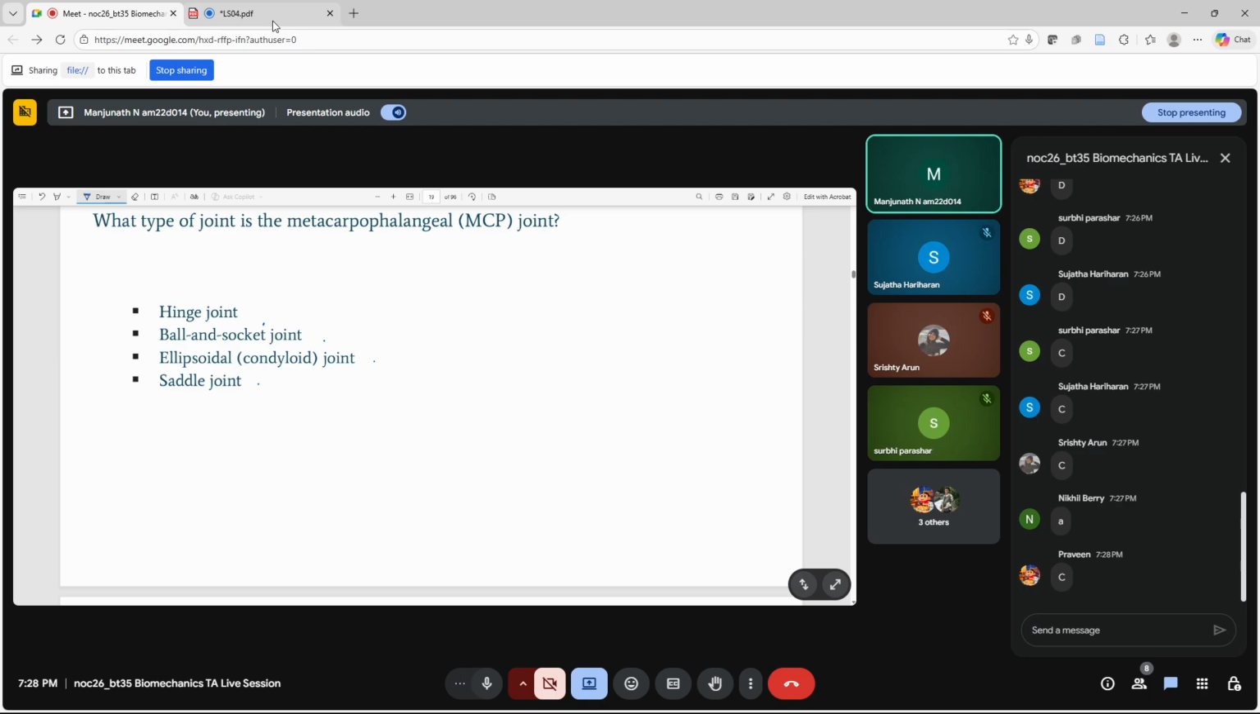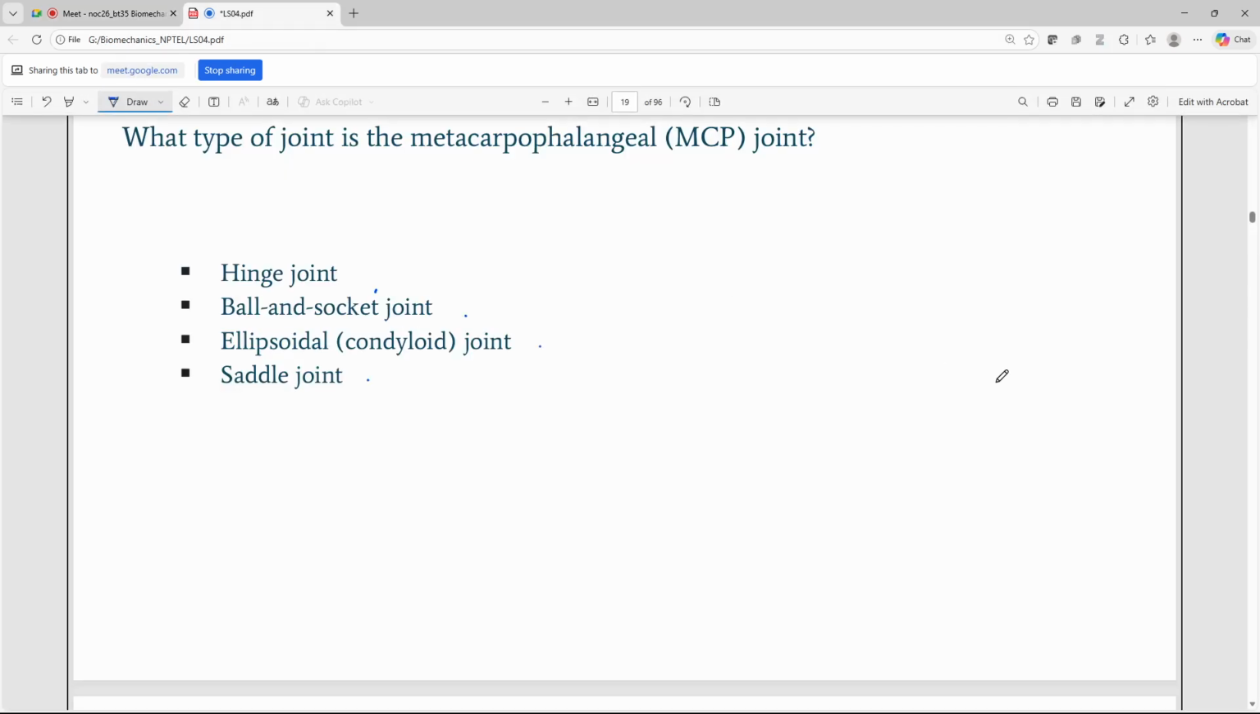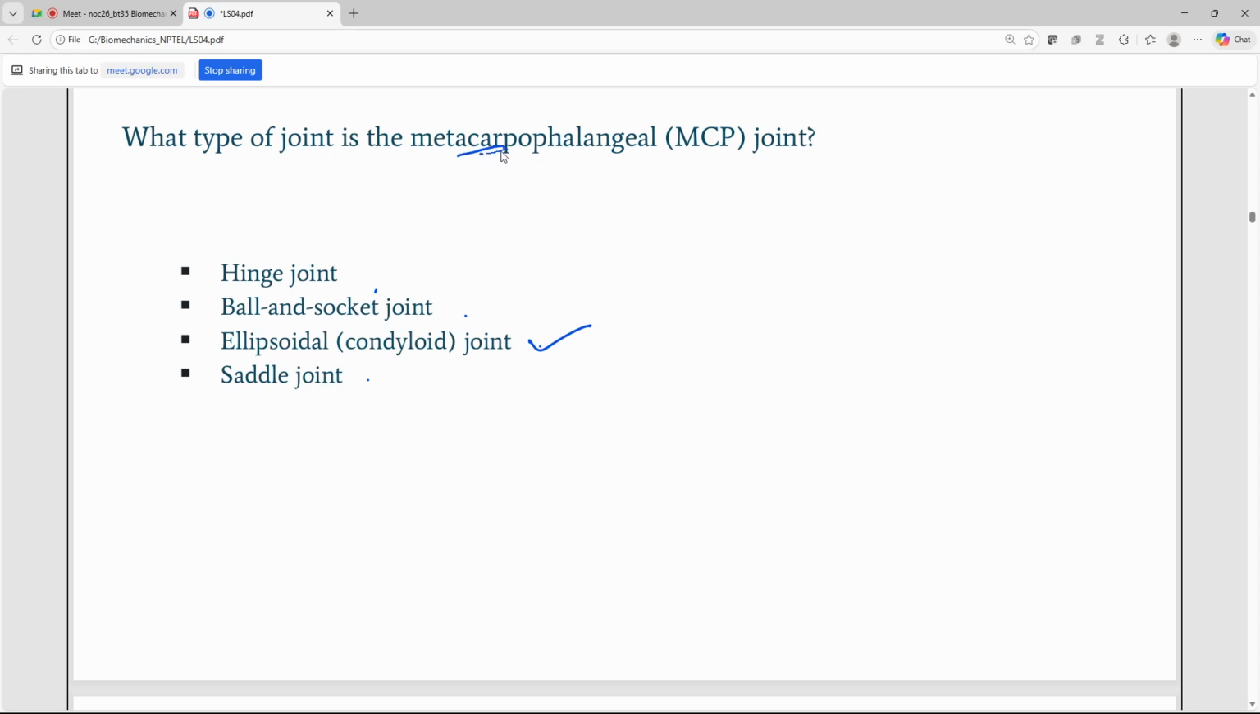Okay, there is also confusion here. Okay, answer is option C, ellipsoidal joint. So the question is metacarpophalangeal, that is the joint where metacarpals joins phalanges.